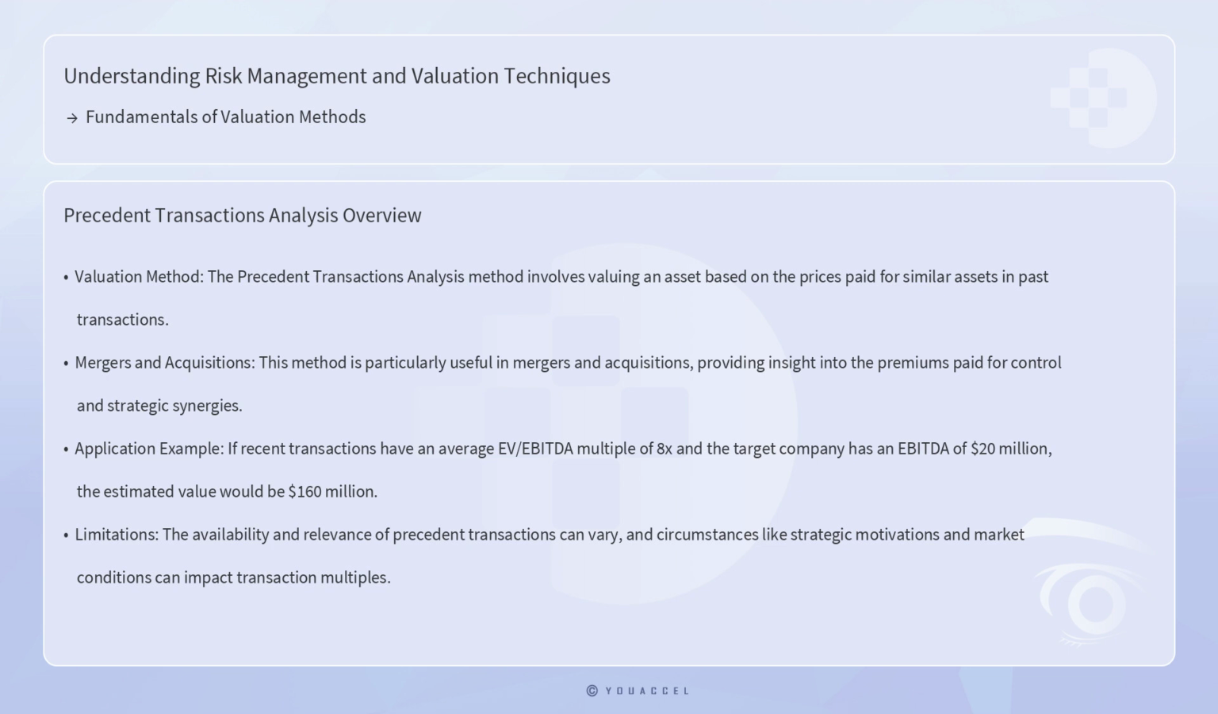The precedent transactions analysis method involves valuing an asset based on the prices paid for similar assets in past transactions. This method is particularly useful in the context of mergers and acquisitions, where it provides insight into the premiums paid for control and strategic synergies. The PTA method typically involves identifying a set of precedent transactions, analyzing the transaction multiples, and applying these multiples to the target asset.